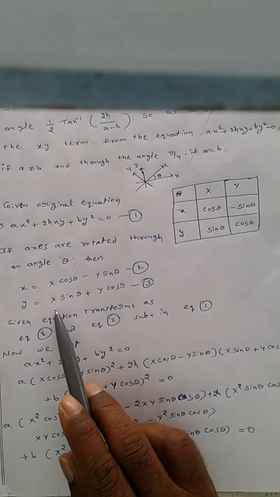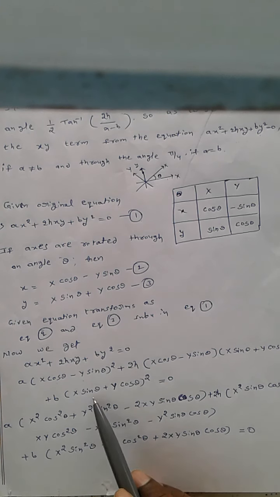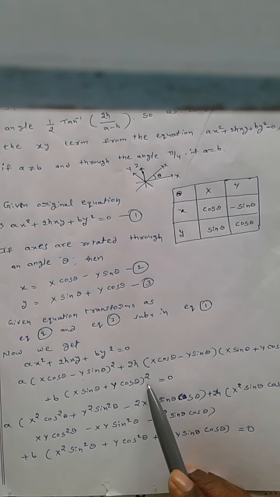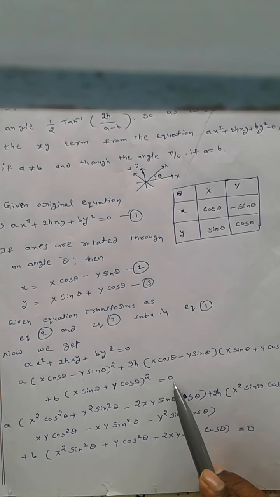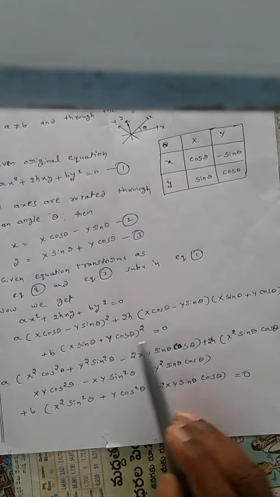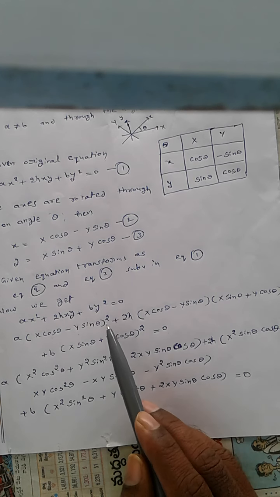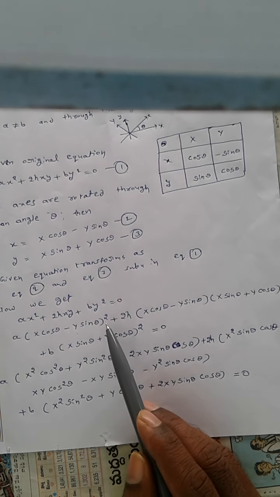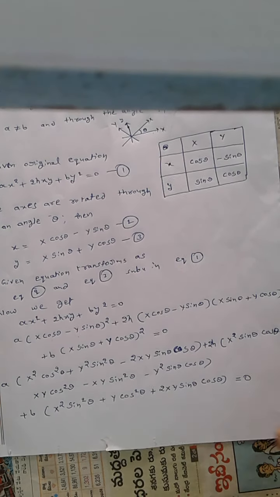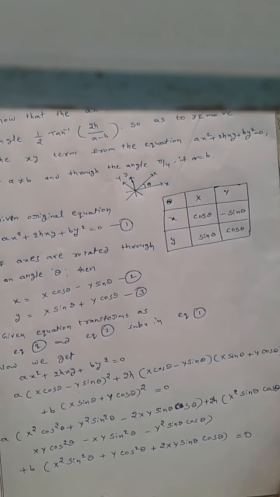Next, plus b y square, where y is X sin theta plus Y cos theta, whole square. That is equal to 0. Now we will simplify. Recall that a minus b whole square is a square plus b square minus 2ab.